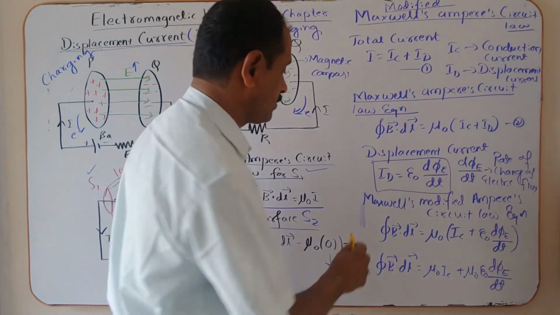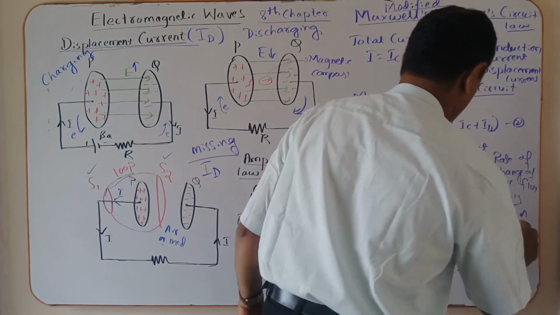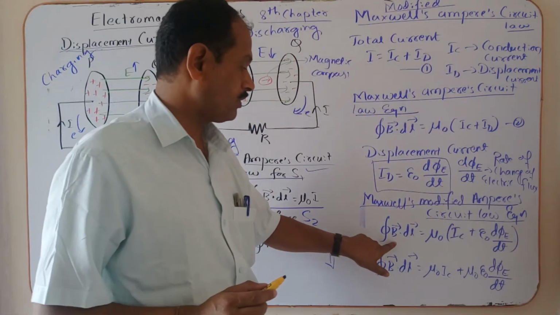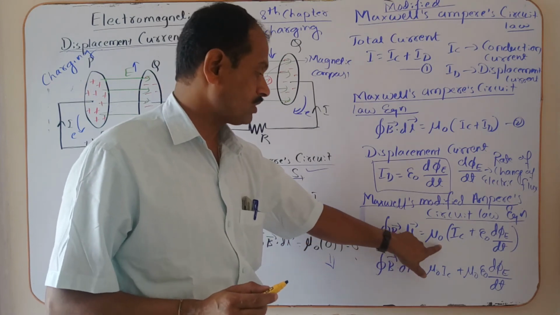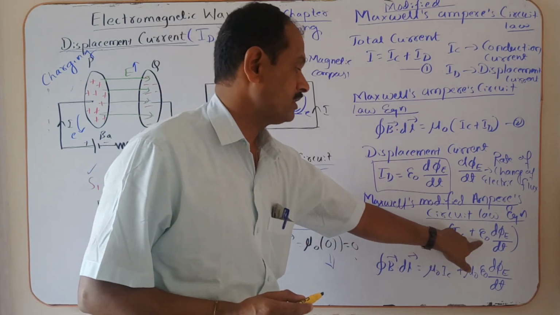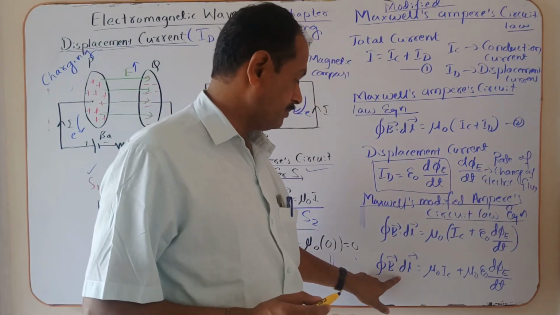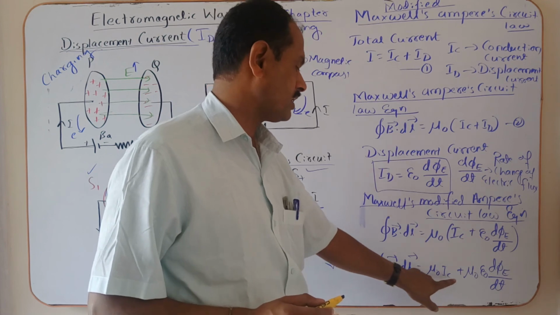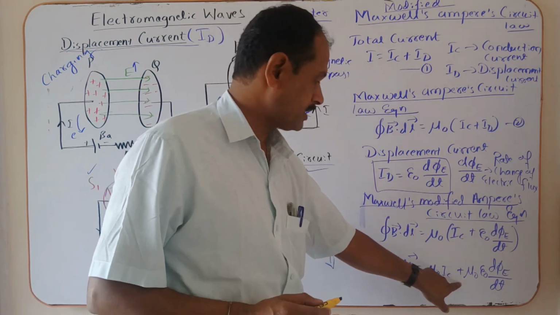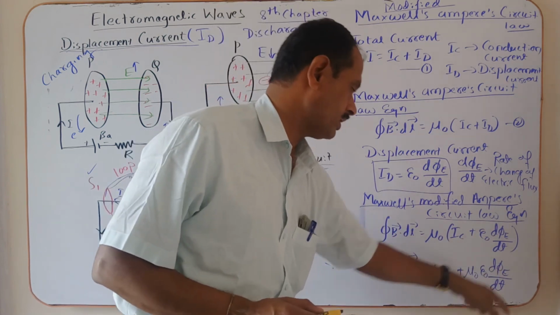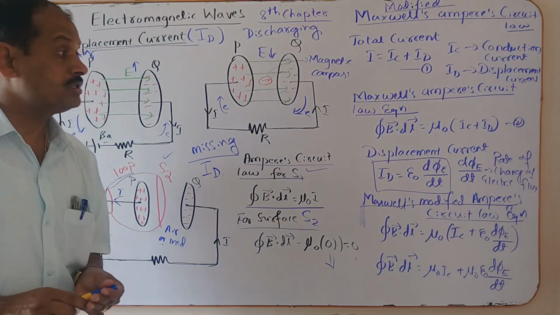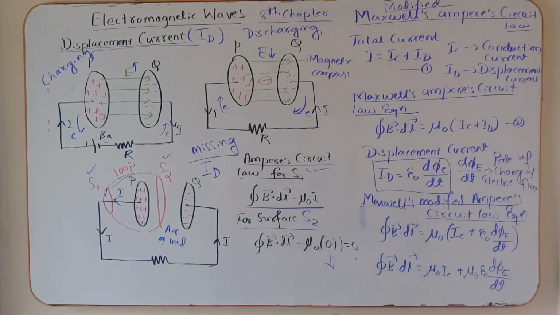Now, suppose the question is Maxwell's modified Ampere circuit law equation. At that time, the integral of vector B dot vector dl is equal to mu naught into the bracket IC plus epsilon naught d phi E divided by dt, or the integral of vector B dot vector dl is equal to mu naught IC, the conduction current, plus mu naught epsilon naught d phi E divided by dt. This is the explanation about the displacement current and Ampere's modified, that is, Maxwell's modified Ampere circuit law equation.